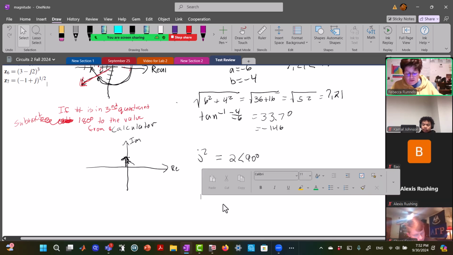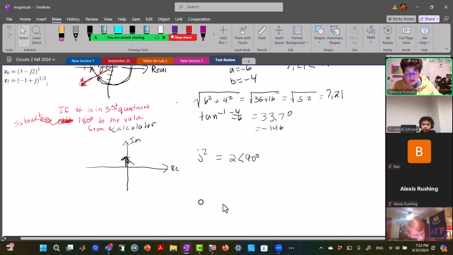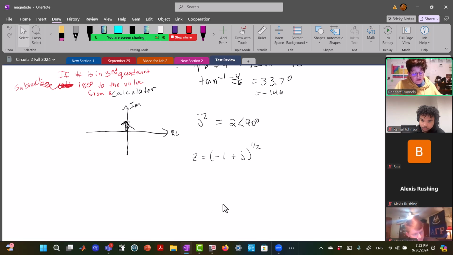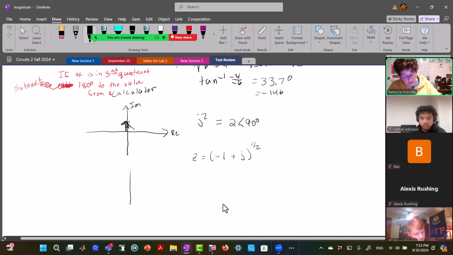And I'm going to do just one more of these. You can try the others on your own and ask me if you get them right. You can send them to me and I'll tell you if you get them right. So minus 1 plus j to the 1/2. It is easy to take the square root of numbers if they are in polar format. It's much harder to do if they're in a rectangular format. So what I want to do is write minus 1 plus j in polar format and then take the square root.